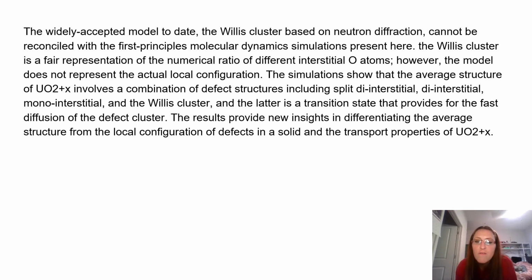The simulations show that the average structure of UO2+x involves a combination of defect structures including split di-interstitial, mono-interstitial, and Willis cluster, and the latter is a transition state that provides for the fast diffusion of the defect cluster. The results provide new insights on differentiating the average structure from the local configuration of defects in a solid and the transport properties of UO2+x.